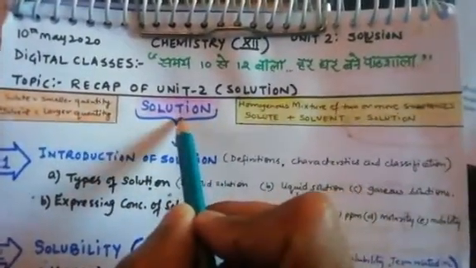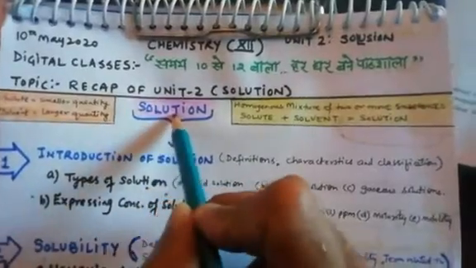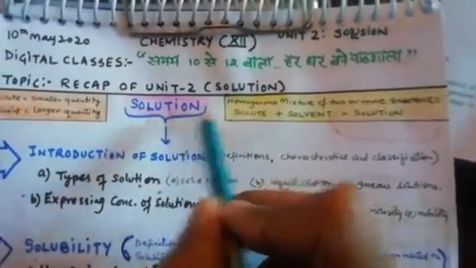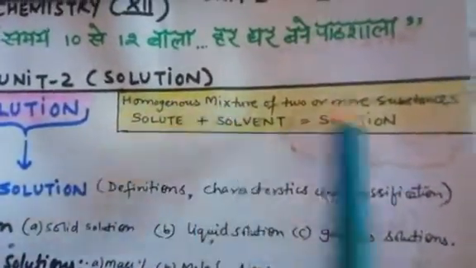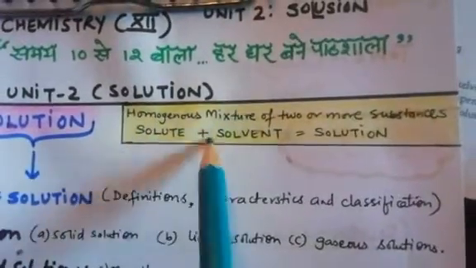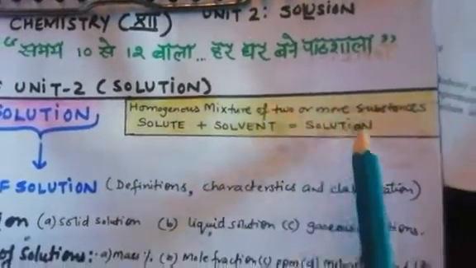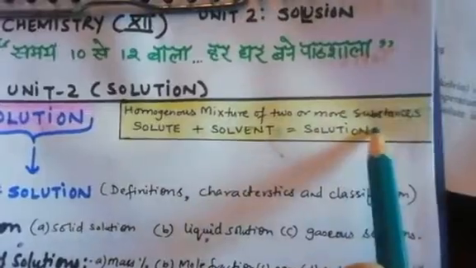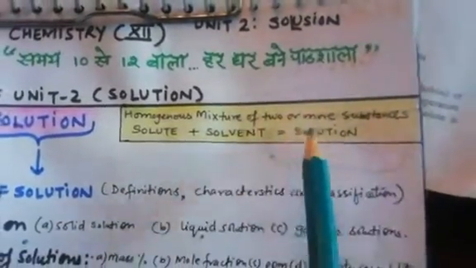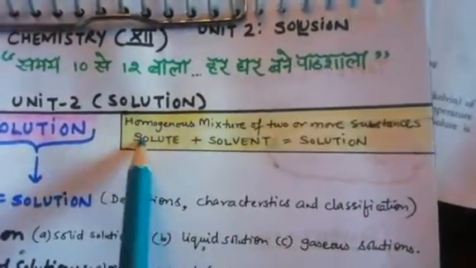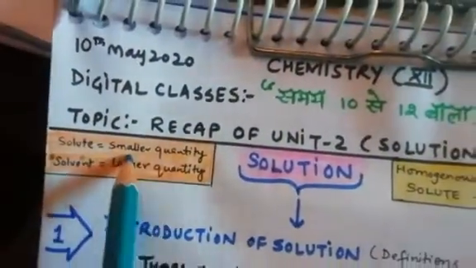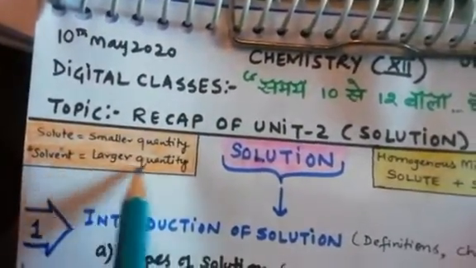So solution, this word you already know. What is the meaning of solution? What is the definition of solution? It is the homogeneous mixture of two or more substances in which solute plus solvent is called solution. The solution is a homogeneous mixture of two or more substances. It is a binary mixture in which any one of the components is solute and the other component is solvent, in which solute is that component which is present in smaller quantity and solvent is present in larger quantity.